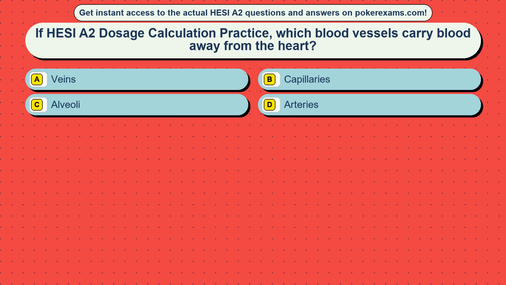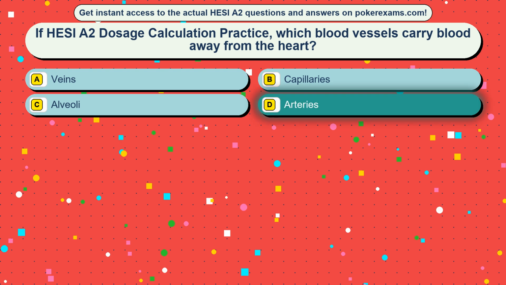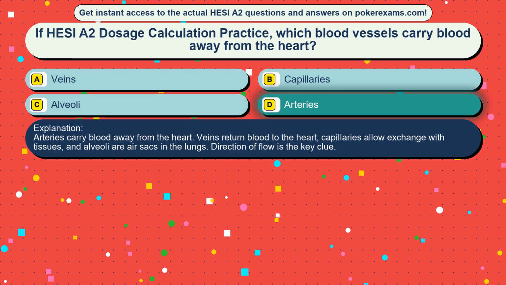Question 30. If HESI a 2-dosage calculation practice, which blood vessels carry blood away from the heart? Option A, veins. Option B, capillaries. Option C, alveoli. Option D, arteries. The correct answer is option D, arteries. Arteries carry blood away from the heart. Veins return blood to the heart, capillaries allow exchange with tissues, and alveoli are air sacs in the lungs. Direction of flow is the key clue.